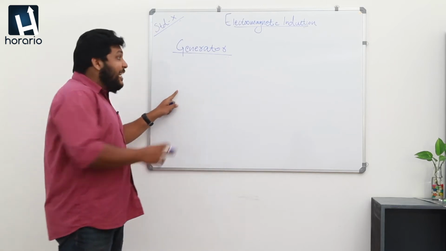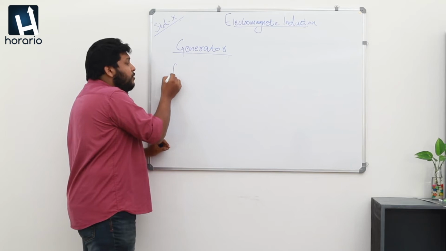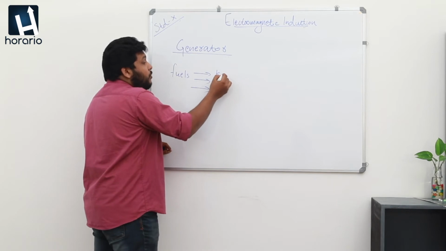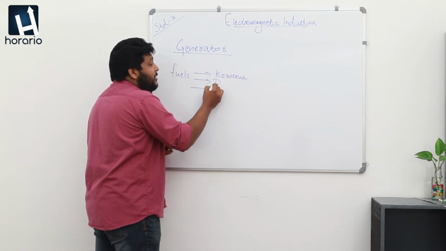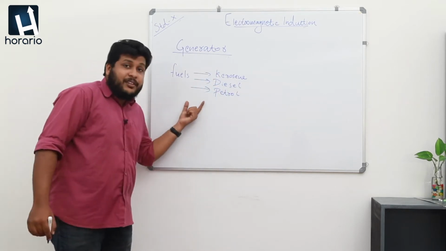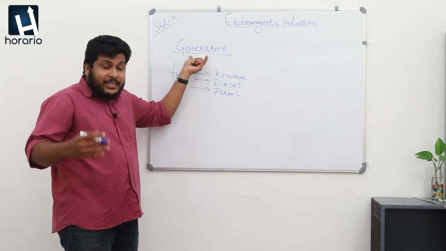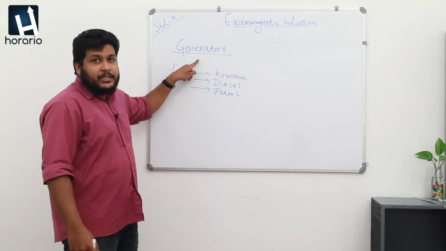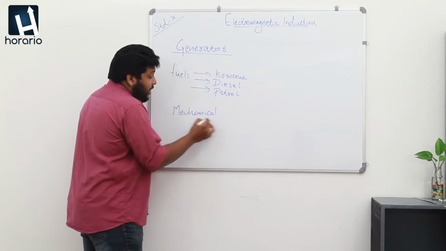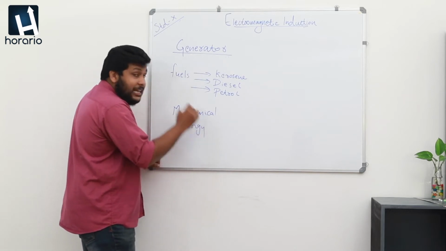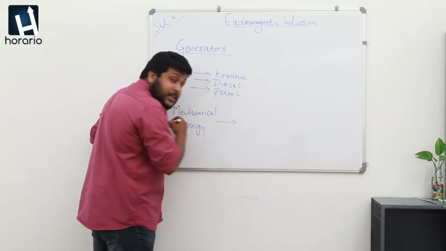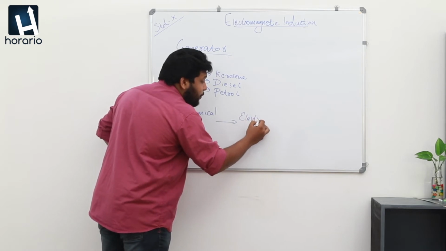As we all know, in a generator we use different types of fuels like kerosene, diesel or even petrol. These fuels are used for working the generator. What is the process taking place inside a generator? In a generator, the mechanical energy produced by the combustion of any of these fuels is converted into electrical energy.